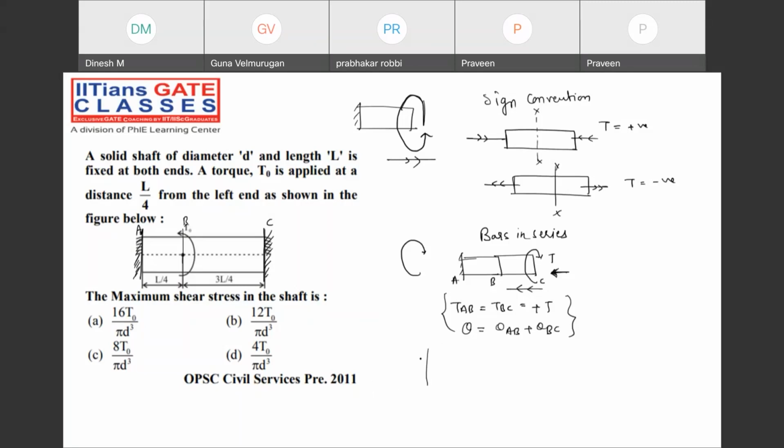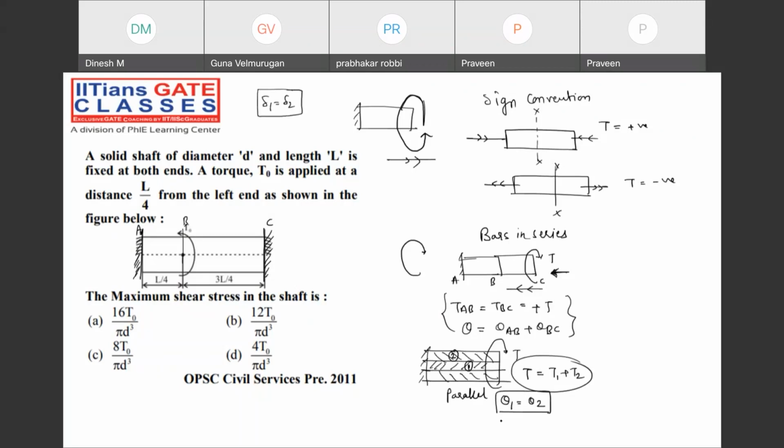When the bars are connected in parallel combination, like this, one is inside and outside we have some other material, both are subjected to the torque, something like this. Now for parallel combination, the torque will be distributed, T1 plus T2, for 1 and for 2. But the angle of twist for both the bars will be the same. Understanding or not? Just like the axial deflection is the same in the parallel combination, we follow the same thing for the angular deflection also. Right? So this is the parallel combination, and this is nothing but series combination.